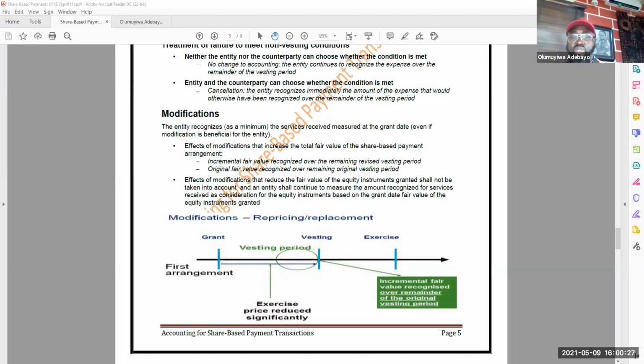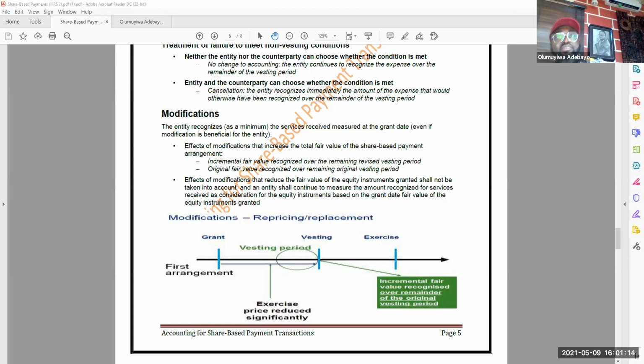Therefore, you could conclude that an entity might decide to modify the share option, either by repricing the option itself, or by changing them from cash settled to equity settled, or from equity settled to cash settled, or where choice is given to the employee to decide whether it will be equity settled or cash settled at the vesting date. And in this slide, how we account for such a modification is what is critical to us.